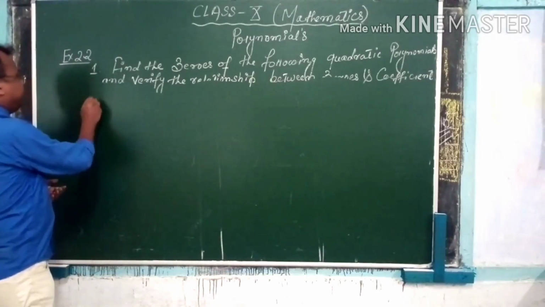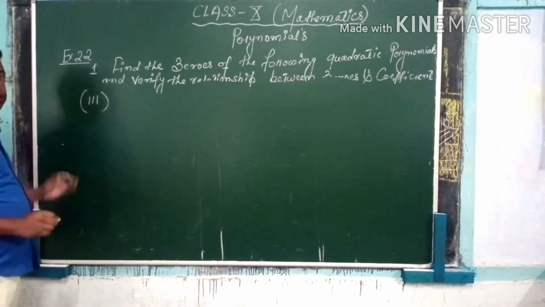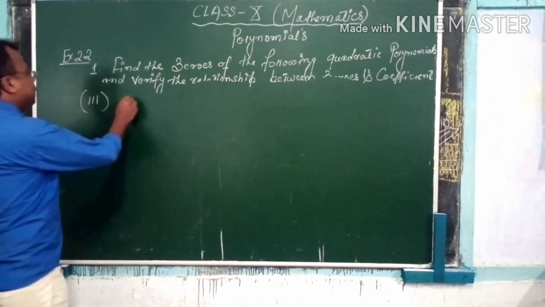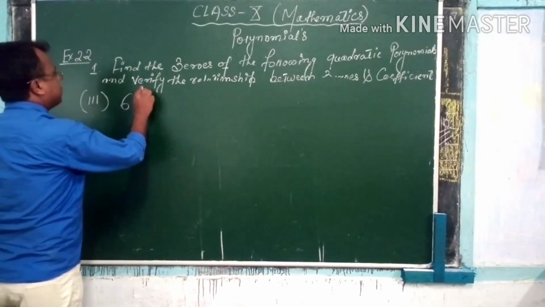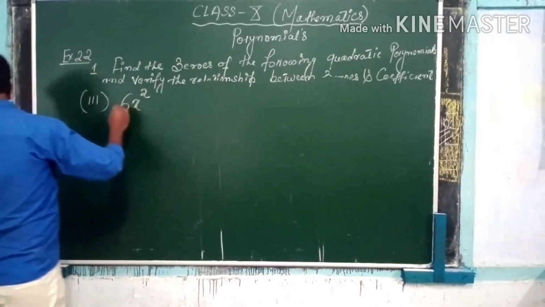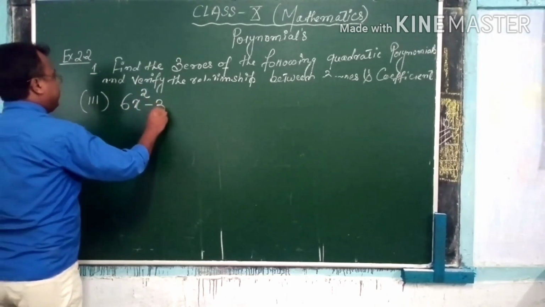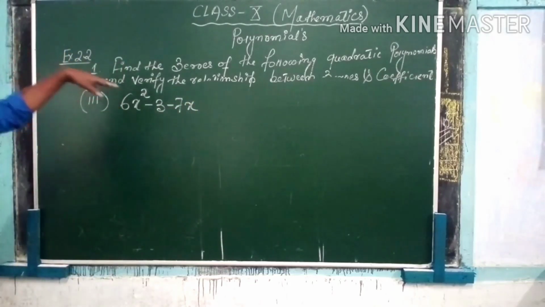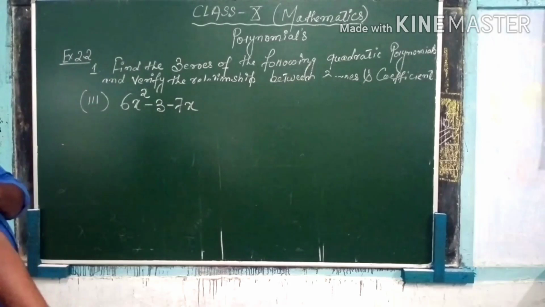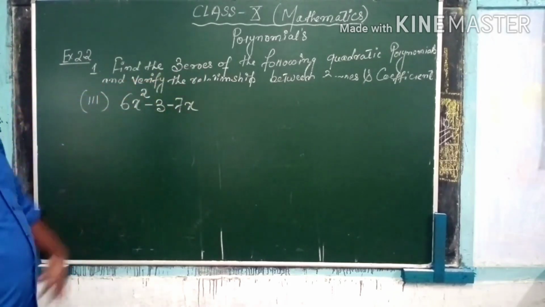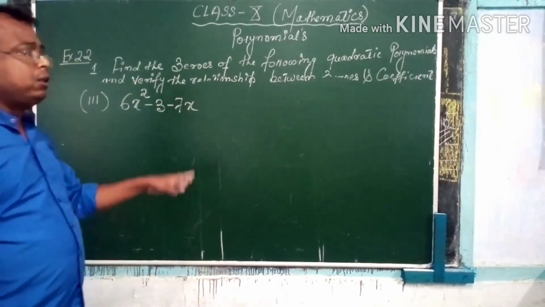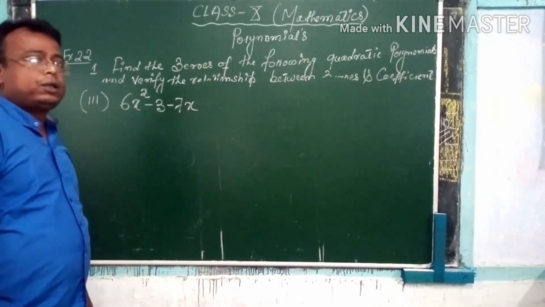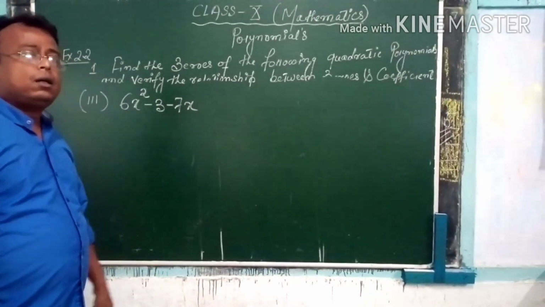Now question number 3. This one I will not do. This question is homework for you, but I will give you a little hint. 6x squared minus 3 minus 7x. The method is the same: you will find the factors, then the zeros, and then verify the relation. But some problem is there in this question. Can you tell me what the problem is?